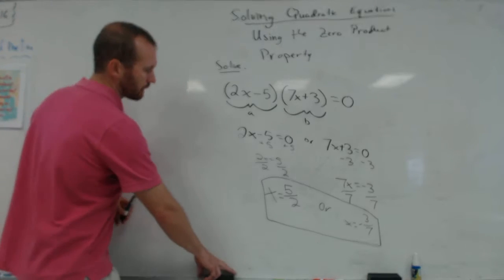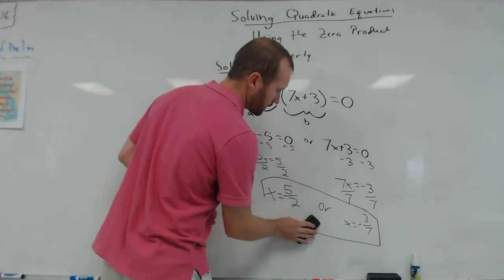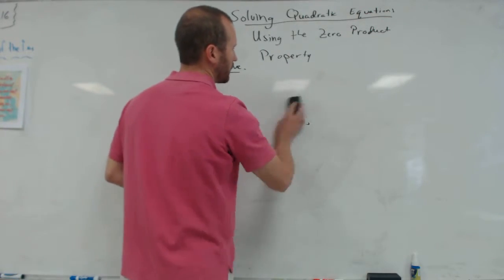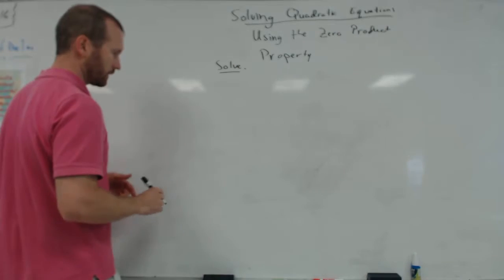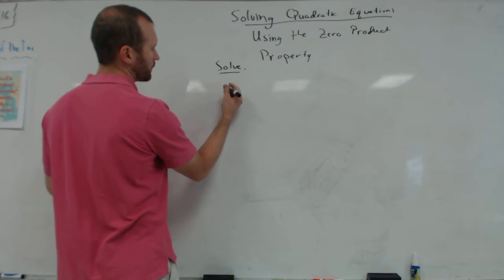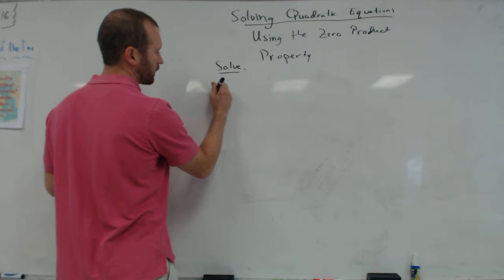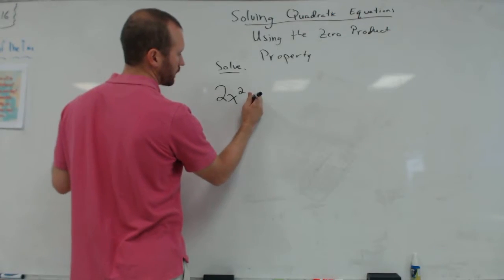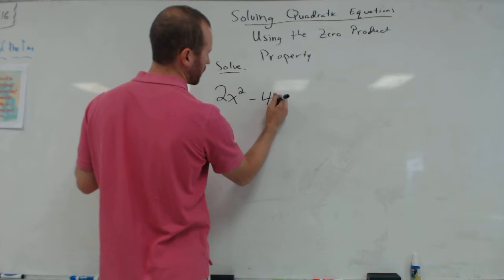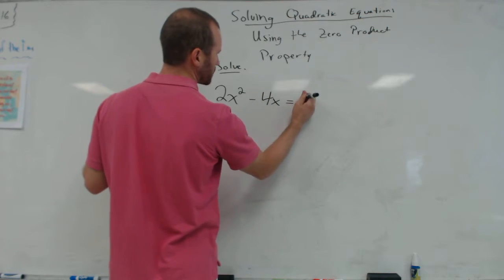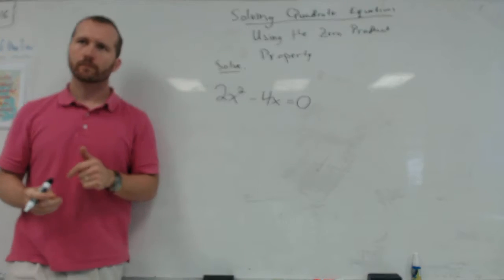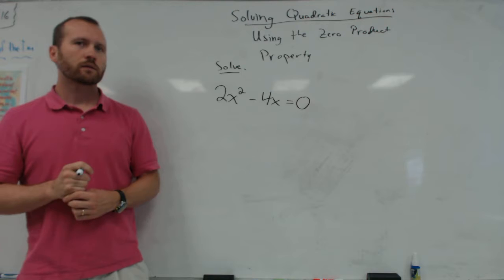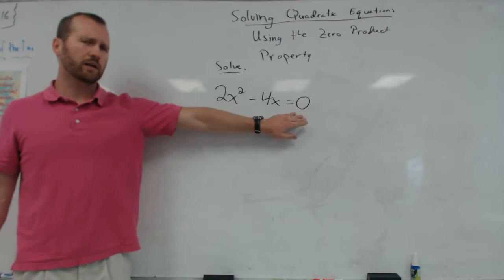Is that all we're going to be doing? Nope, one more example. Last example would be something like this. 2x squared minus 4x equals 0. So it equals 0, which is great.